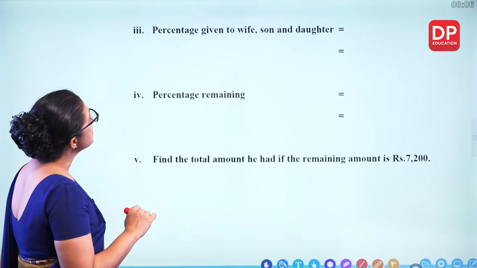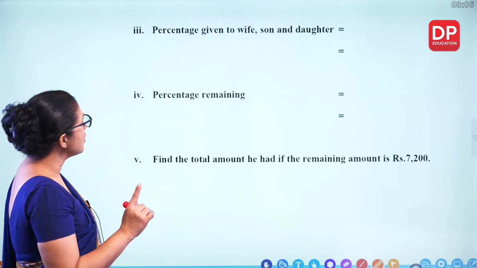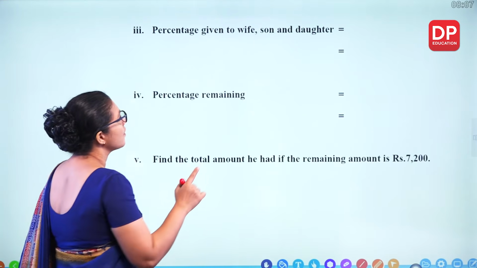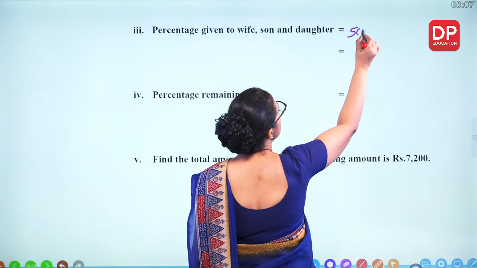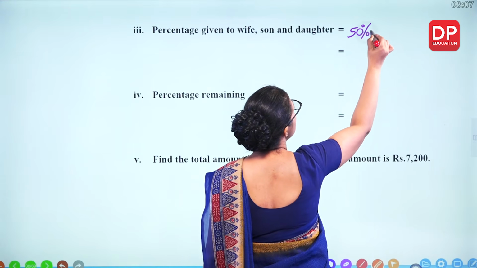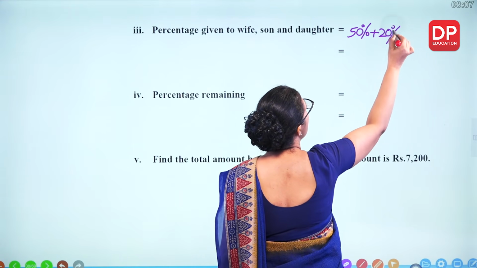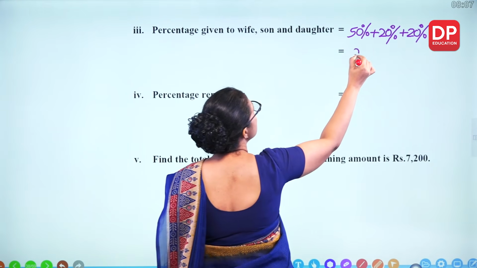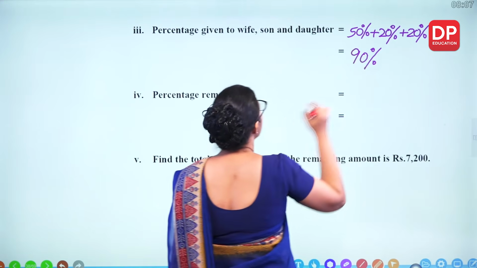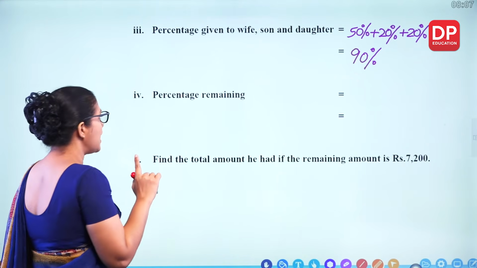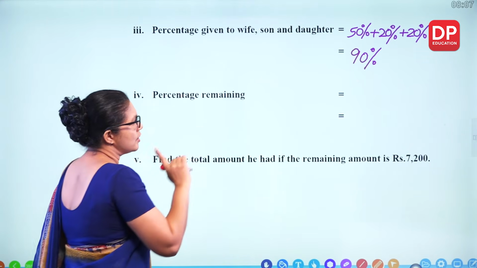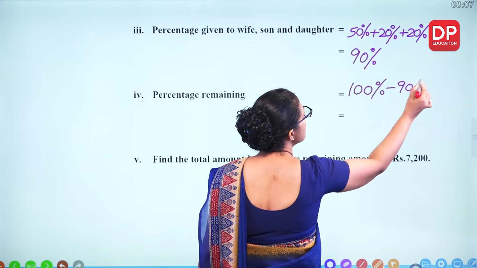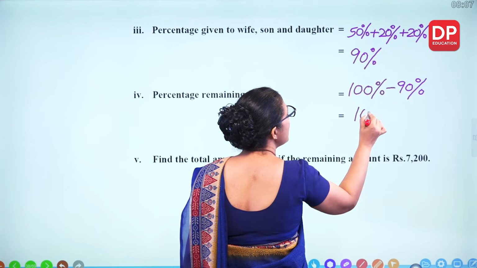And then percentage given to wife, son and daughter all together. So 50, 20 and 20. So you can add all these percentage values, 50, 20 and another 20. So all together that's 90% given. And what's the percentage remaining now? The total is 100% minus 90%, so 10% remaining.